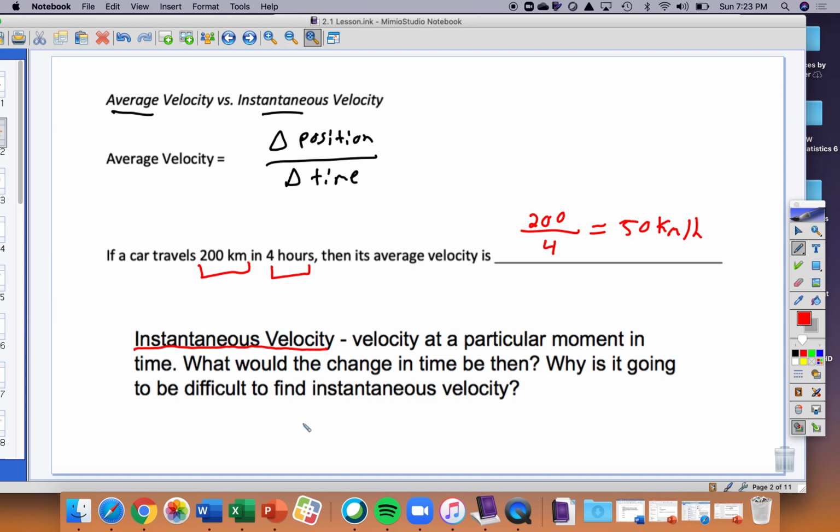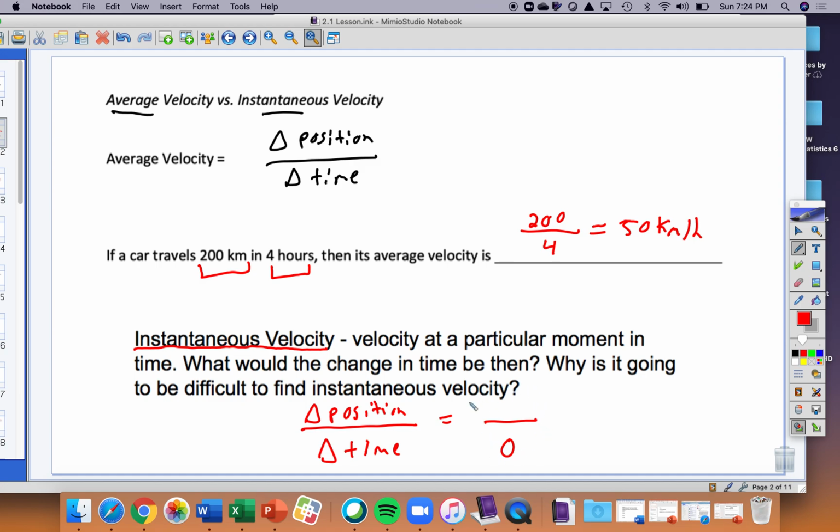Instantaneous velocity is a velocity at a very particular moment in time. So if I had change in position over change in time, but I'm talking about a single moment in time, that means the change in time is zero. My denominator is zero because there is no change in time. It's at a split second, a particular moment. You can't divide by zero.